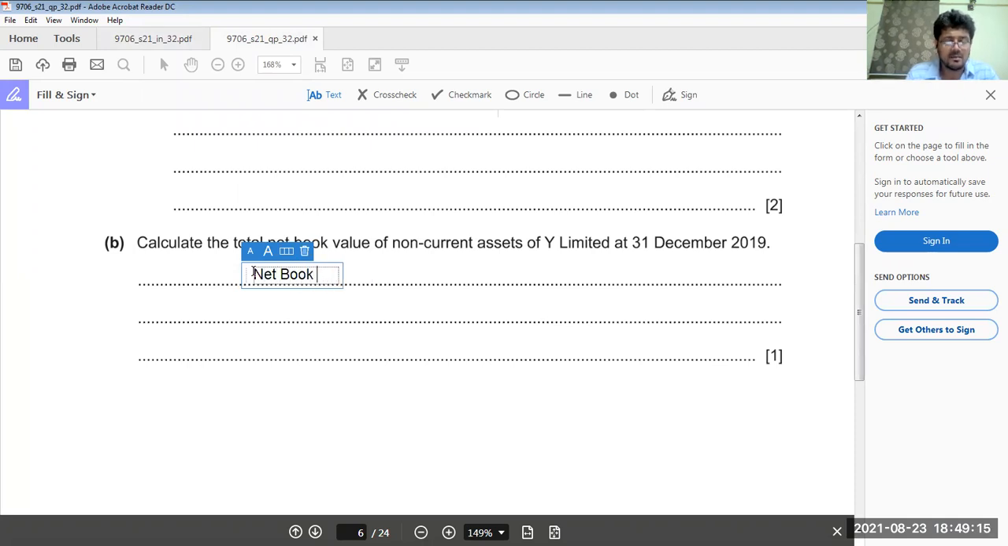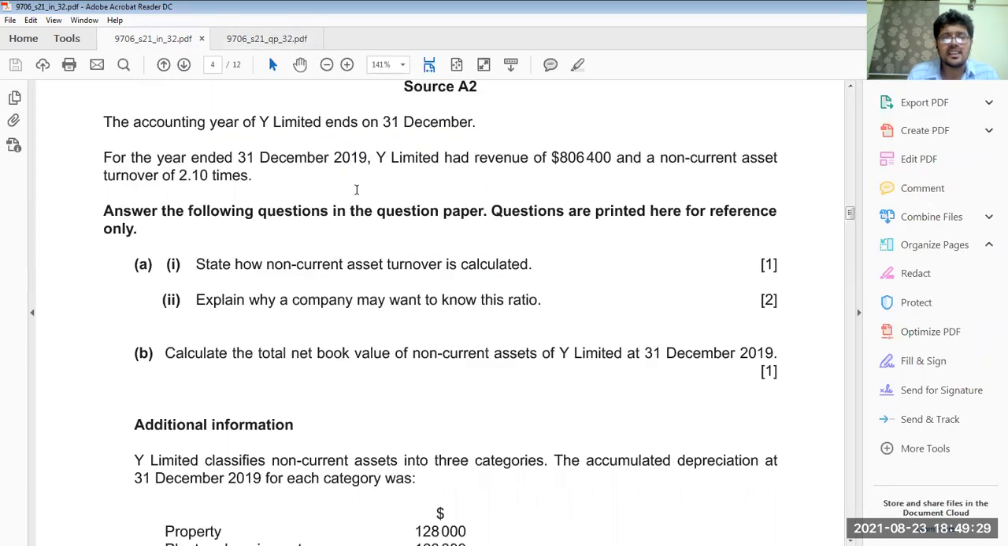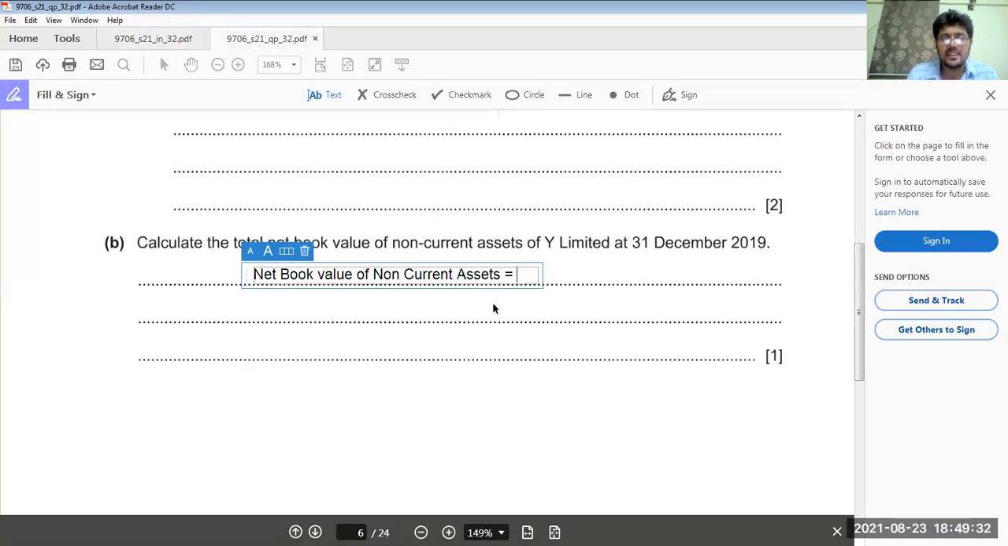So the net book value of non-current assets: what do we do? Sales revenue divided by turnover. Sales revenue is how much? 806,400 and 2.10. 806,400 divided by 2.1. How much will it come to? 806,400 divided by 2.1. Answer is 384,000. Answer is 384,000.